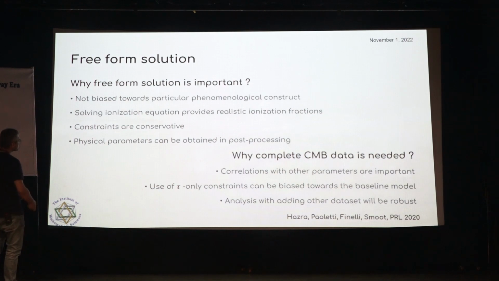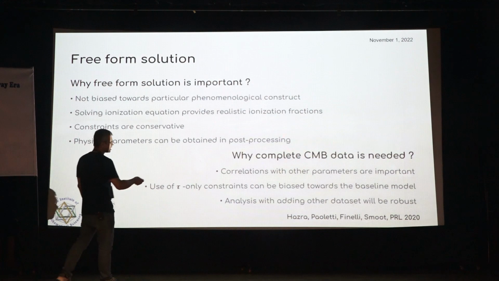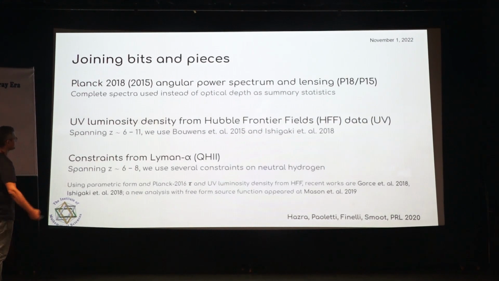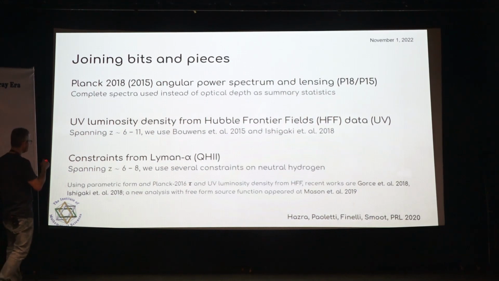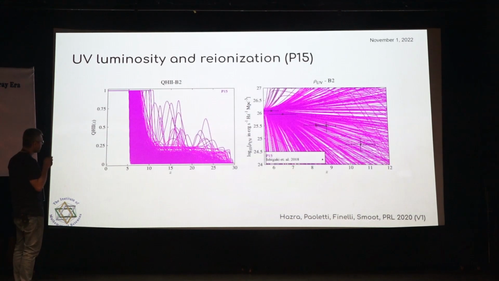Because you are allowing lots of parameters to vary, and physical parameters can be obtained in post-processing. I already said why complete CMB data is needed, because your inferences on summary statistics will be dependent on your model. We have used these three pieces of information here: Planck 2018 or 15, we have done both; UV luminosity density from Hubble Frontier Fields, given by the Ishigaki et al. compilation that we have taken; and QHII data, some of which we have used, for redshift 6 to 8.